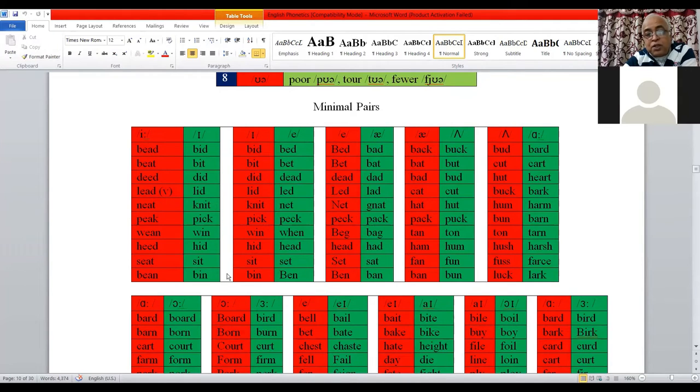I've already given the PDF. Even if you don't take the screenshot, you can find out from the PDF. I and A. Vowel number 4 is A. See how we write this. Is it A and E combined? Or you can write it like an X.